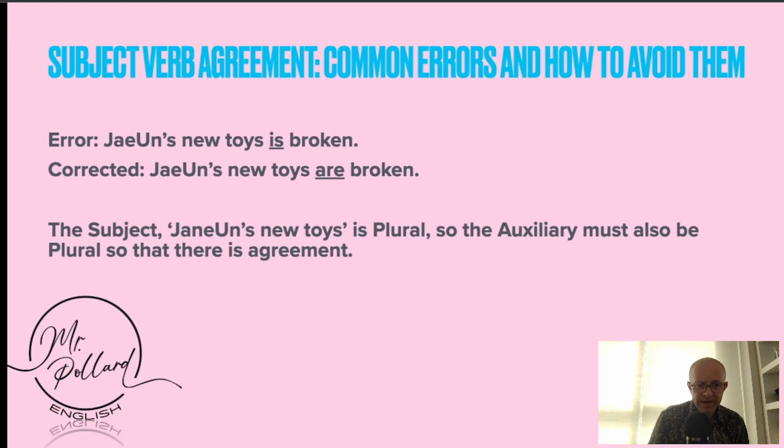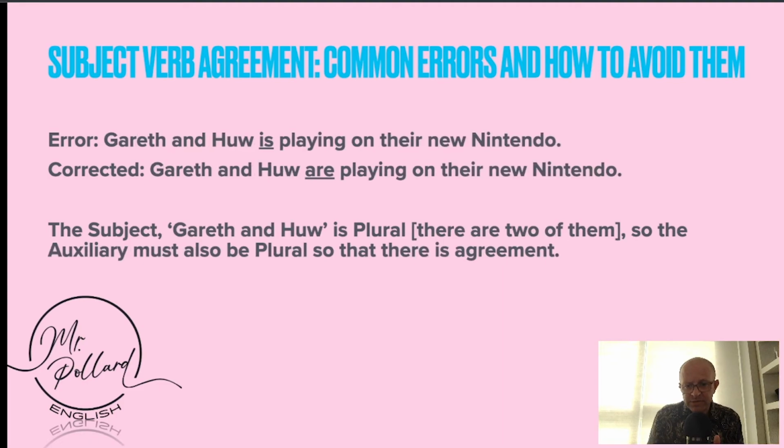So an error here, Gareth and Hugh is playing on their new Nintendo, should be, Gareth and Hugh are playing on their new Nintendo. The subject, Gareth and Hugh, obviously is plural, there's 2 of them. So the auxiliary verb must also be plural so that there is agreement there.